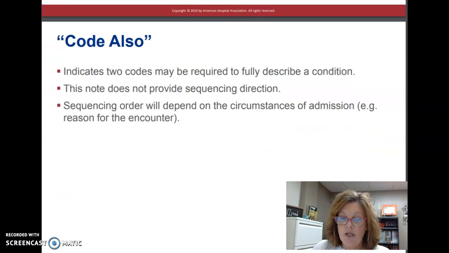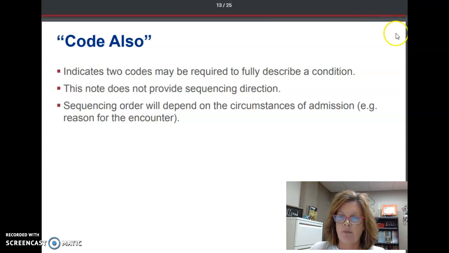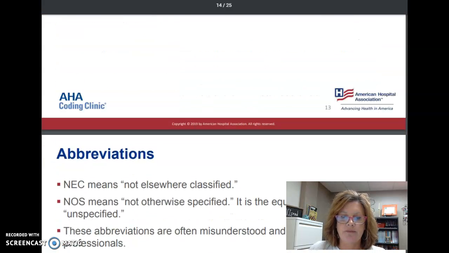Code also. Here we may need 2 codes to fully describe a condition. I always tell students, if I have, you know, a one-liner in these books that you're going to use this year in your coding handbook, and the one code doesn't fully describe that one-liner, then I need to have another code to fully describe what I'm trying to code out. So we'll get more into that when we get into actual coding.